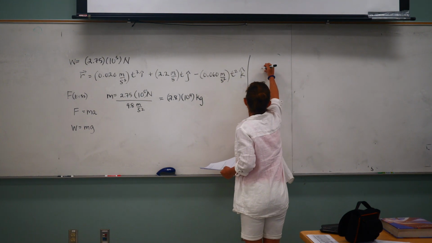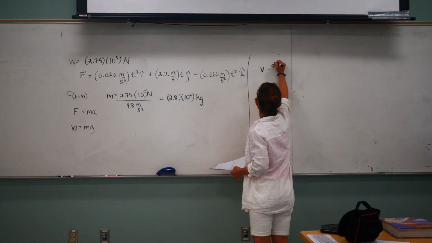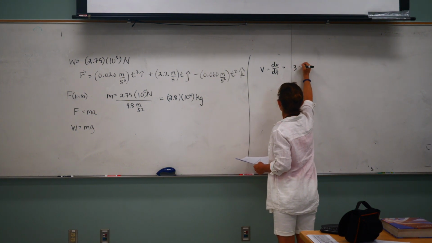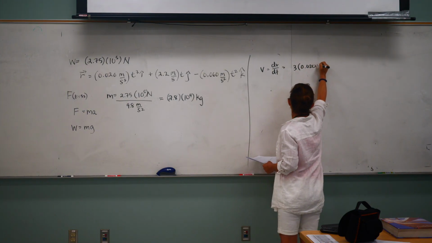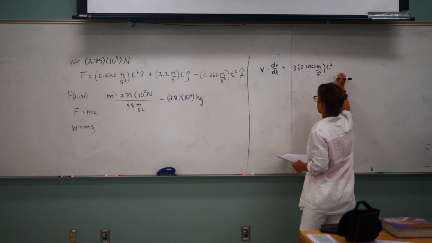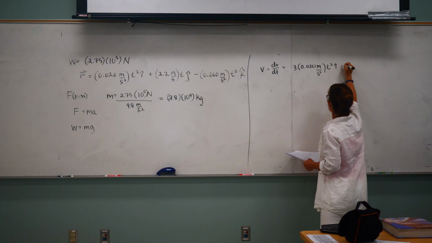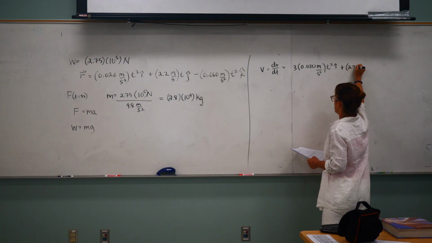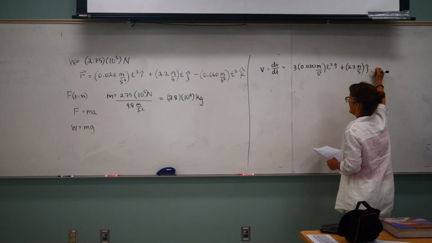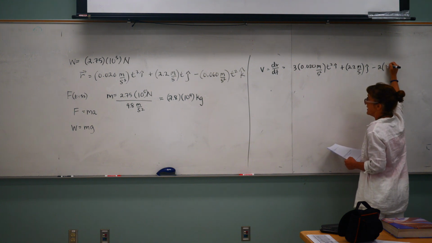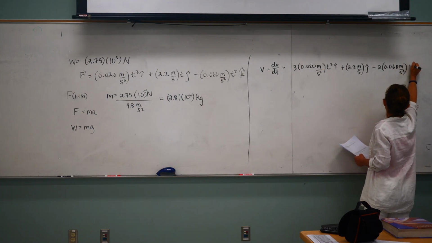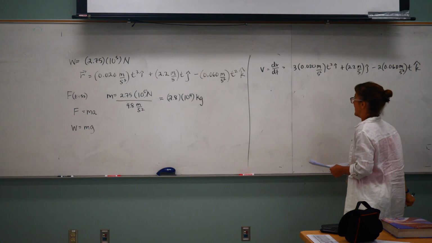V equals dr/dt. The derivative of that would be 3 times 0.020 meters per second cubed times t squared i, plus 2.2 meters per second j, minus 2 times 0.060 meters per second squared t k. And that's our velocity vector.